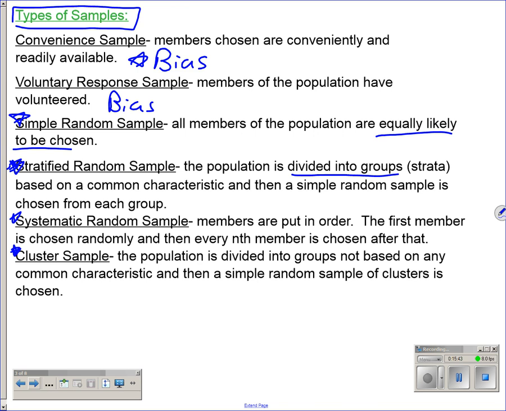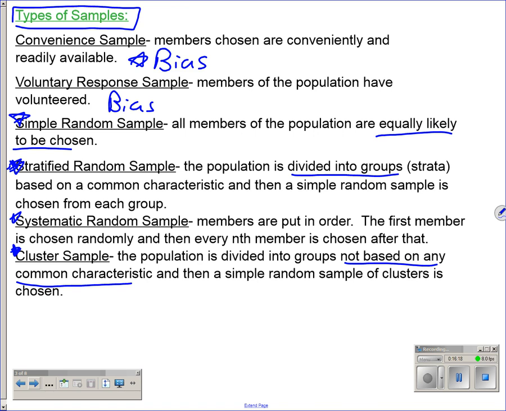I'm going to skip down to this one, cluster sample, because it sounds kind of similar, but it's kind of different. It says the population is divided into groups again, but not based on any common characteristic. And then you're going to take random clusters as your sample. So basically what I mean is your groups are pretty much the same type of demographic as your population. They're the same thing but on a smaller scale. There's no common characteristic.